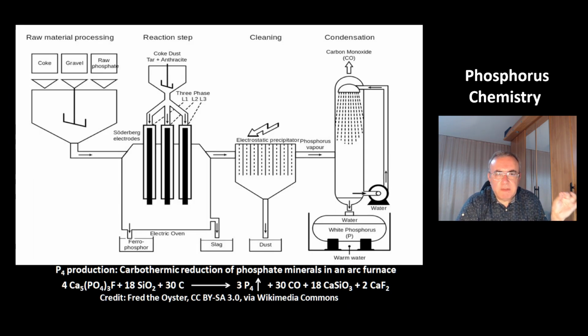This is how you can make P4 white phosphorus. That's a carbothermic reduction of phosphate minerals in an arc furnace. That's the electric oven, the furnace. These are the electrodes, coke electrodes. This is the chemical reaction: calcium phosphate, fluoride plus silicon dioxide plus carbon. You get P4 white phosphorus, carbon monoxide, calcium silicate, and calcium fluoride. P4 travels here, then you get rid of the dust. And the last step is to separate the carbon monoxide, and the P4 is collected under water.